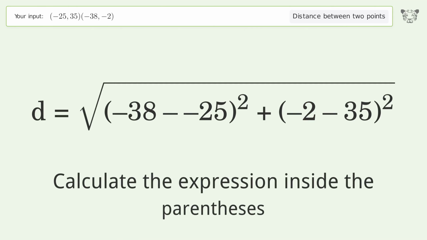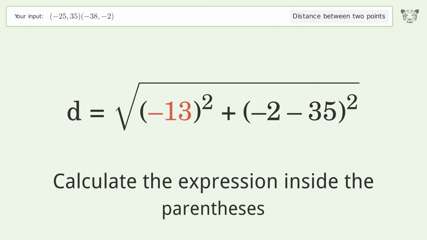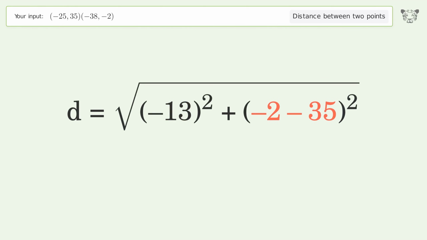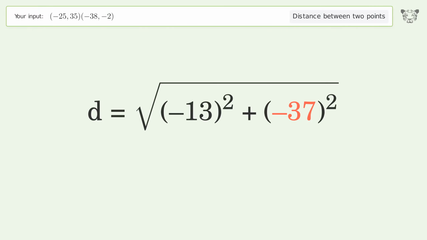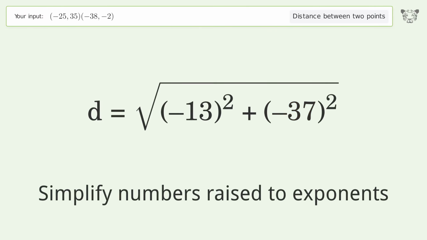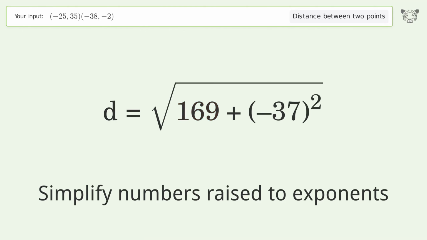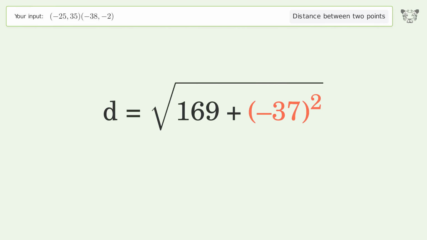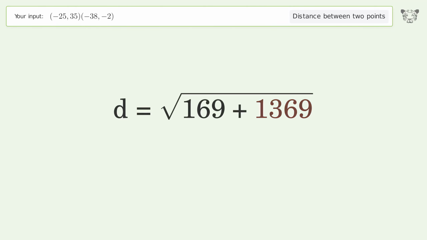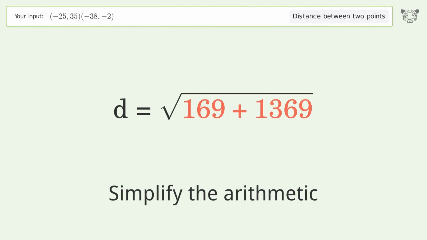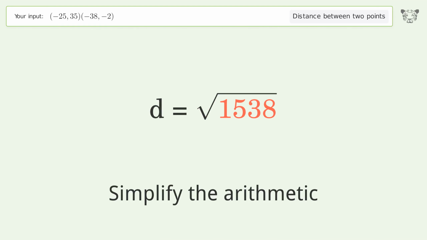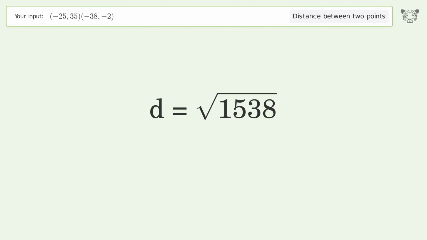Calculate the expression inside the parentheses. Simplify numbers raised to exponents. Simplify the arithmetic. And so the distance between the 2 points is the square root of 1,538, or 39.217.